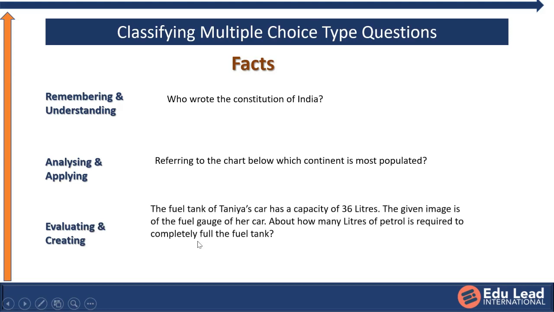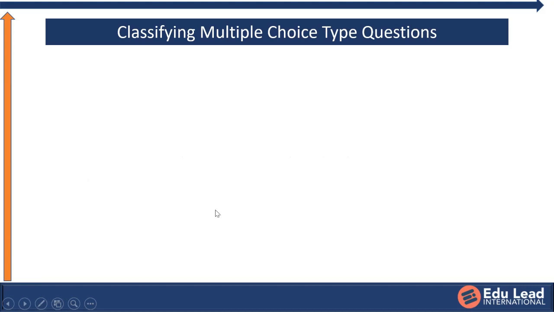And the third one is evaluating and creating. Let's see this one. The fuel tank of Tanya's car has a capacity of 36 liters. The image given is of the fuel gauge of her car. About how many liters of petrol is required to completely fill the fuel tank? Now, here you can see the image. The child is going to evaluate and see approximately how much petrol would be needed. And from the options, accordingly, the answer will be chosen. So this is evaluating. So here you can see that these are fact-based questions and they are at different levels of Bloom's taxonomy. The second is the concept-based questions.